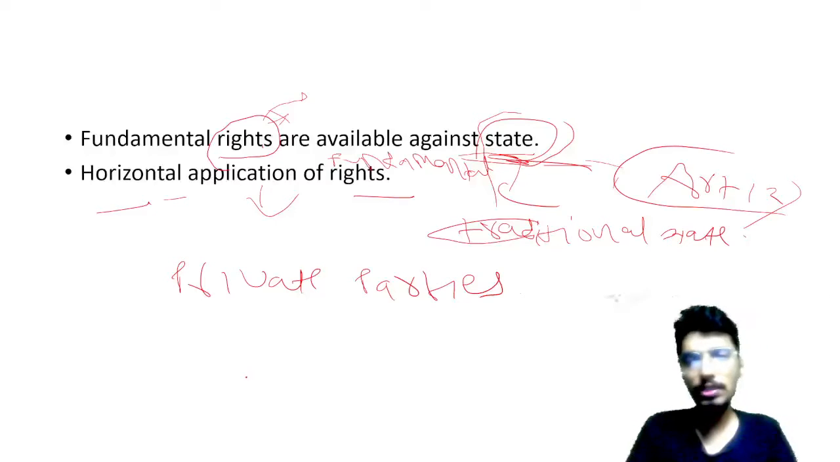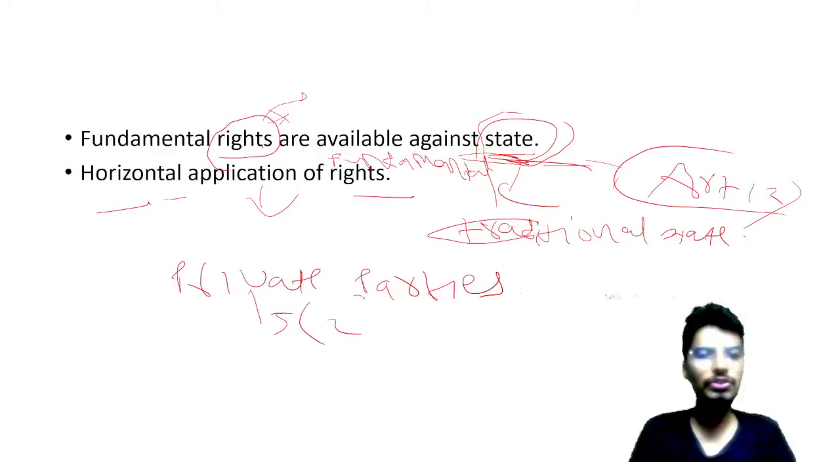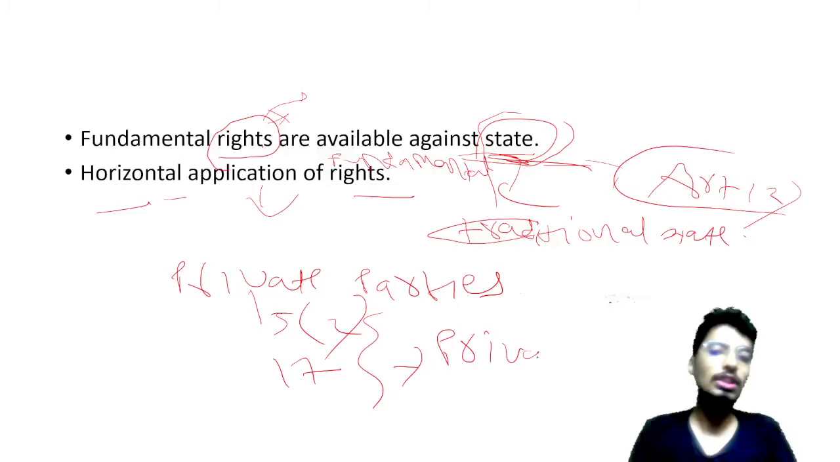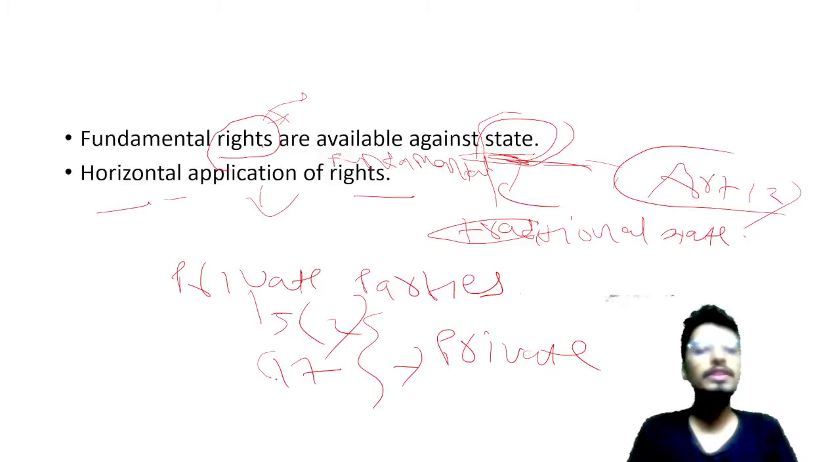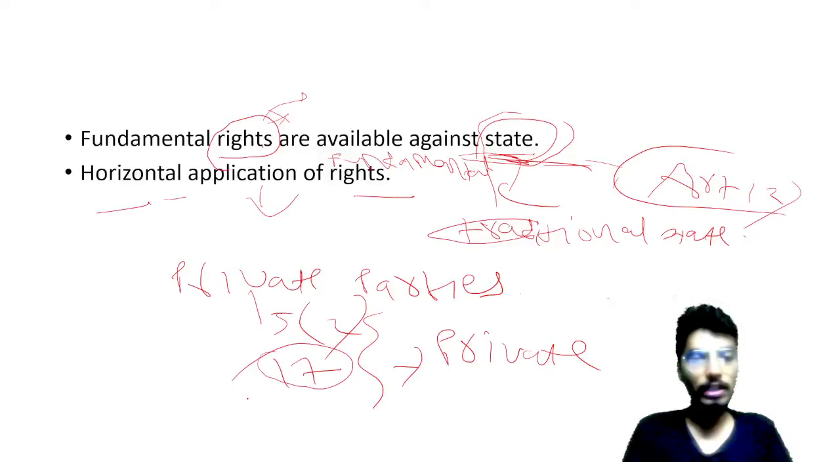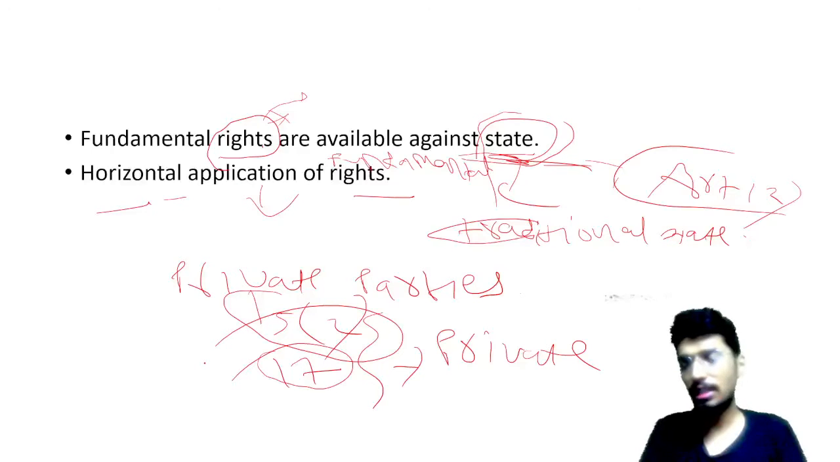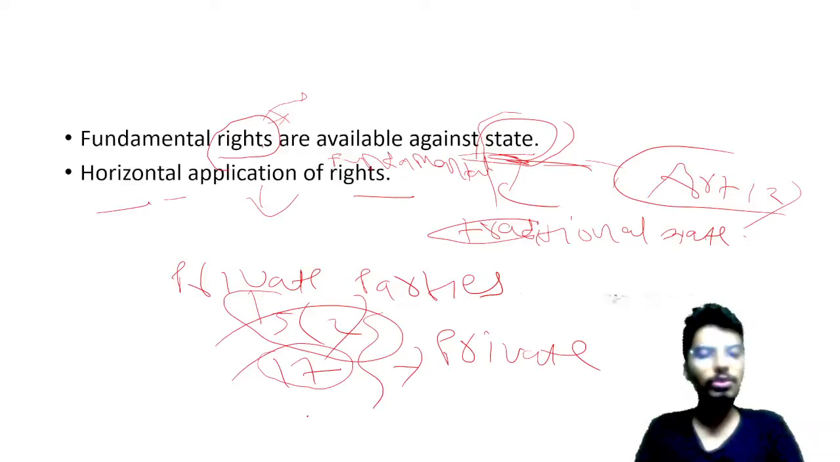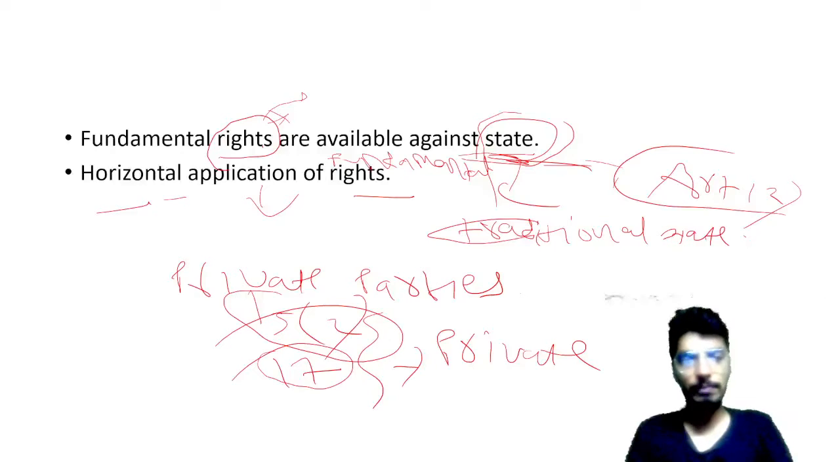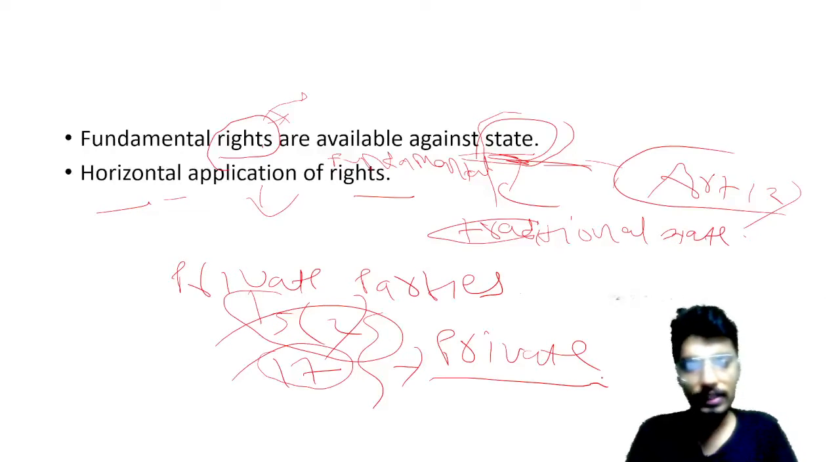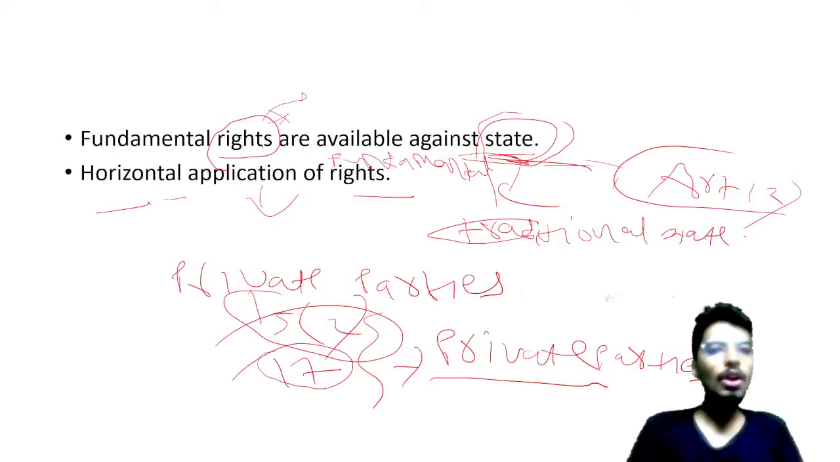Even in the Indian Constitution, when we read those articles, we will see that Article 15 Clause 2 and Article 17 are available against private parties. The right under Article 17, abolition of untouchability, or Article 15 Clause 2, is about no discrimination happening even in a private place. So these rights are available even against the private parties.